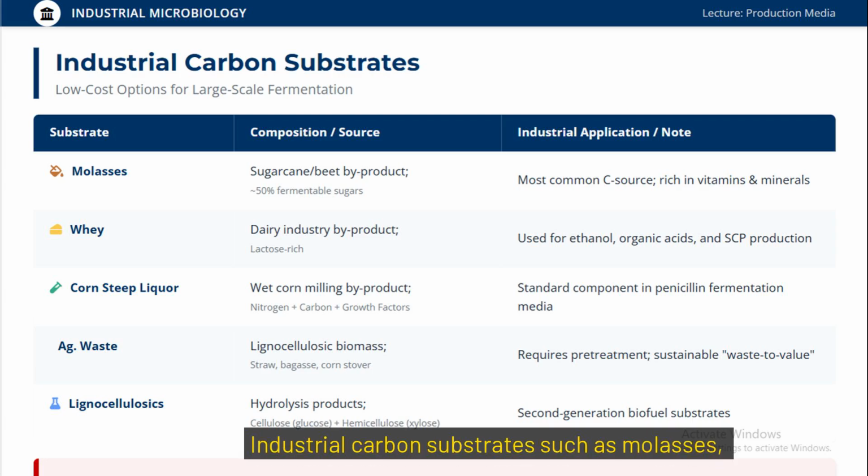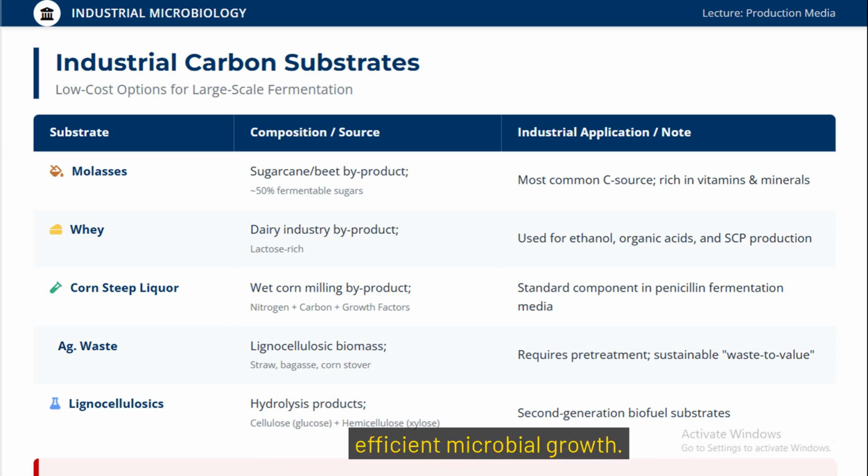Industrial carbon substrates such as molasses, whey, and corn steep liquor offer cost-effective options for large-scale fermentation. These substrates are rich in nutrients and support efficient microbial growth.